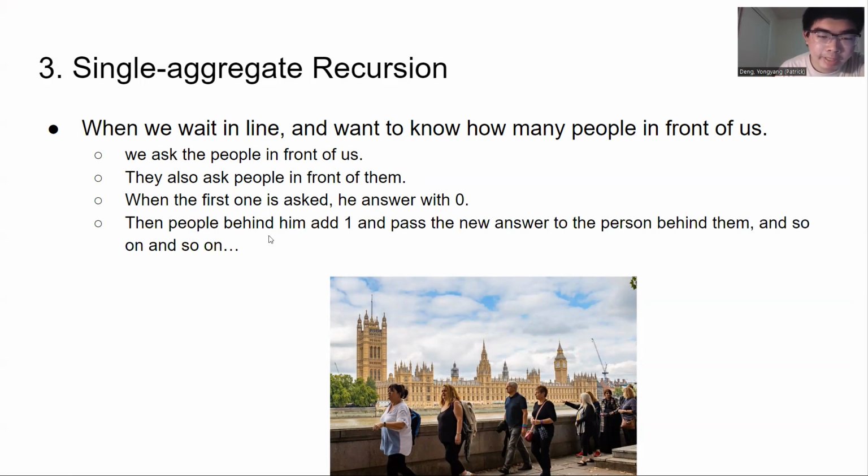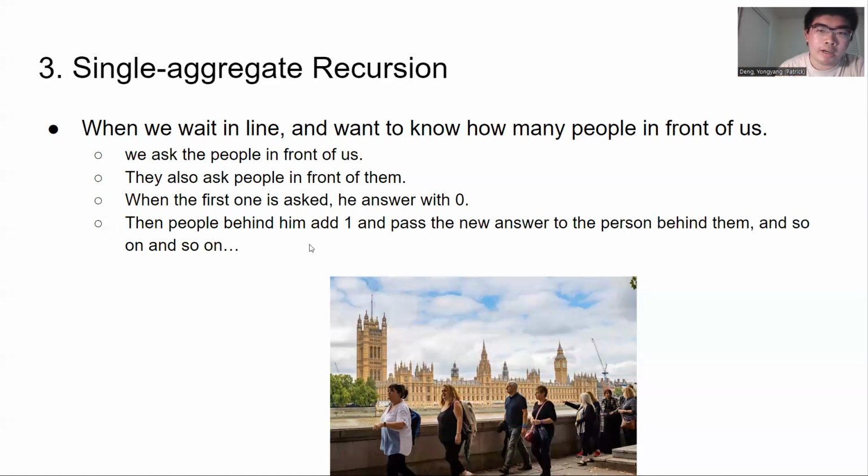When people are behind him, for example the second person, the first person says 0 people in front of me, and the second person will say, oh, I have one person in front of me. The second person tells the third person that there is only one person in front of the second person, and then the third person will say, oh, okay, I have 2 people in front of me.